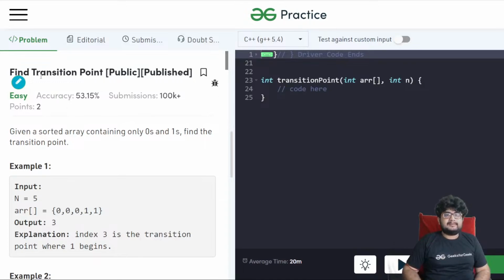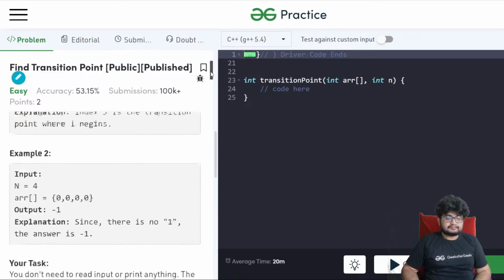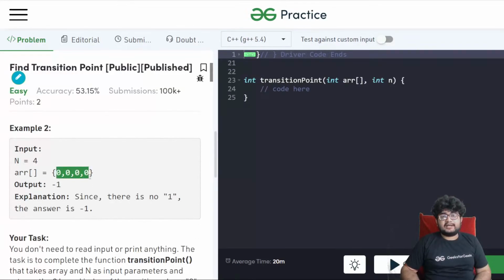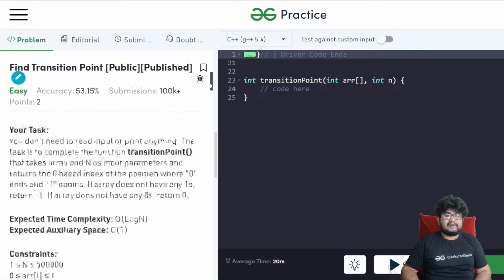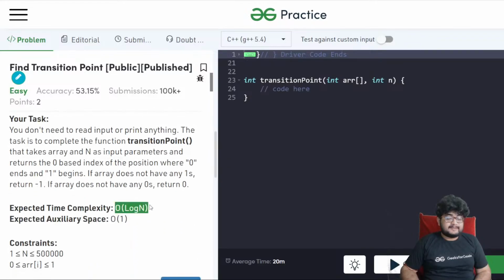The first problem is you have to find the transition point. It's a very straightforward question. You are given a sorted array consisting of zeros and ones. Find the transition point. Transition point means when it is converting from 0 to 1. So basically what you have to find is the first occurrence of 1. You have zeros and ones, and you have to find the first occurrence of 1. That is the transition, 0 transitioning to 1. Here in this case all are 0, so you return -1. The complexity expected is order of log n and order of 1 space complexity.